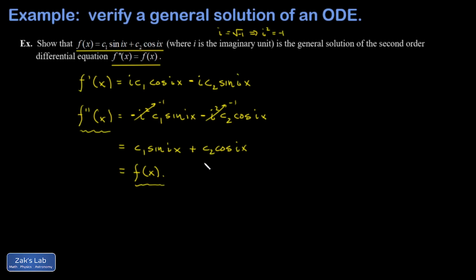So we've shown that this function f of x is a solution of the second order differential equation. Along with the fact that I have two arbitrary constants in this, that shows this is a general solution of the second order differential equation, because the general solution of a second order equation must have two arbitrary constants.